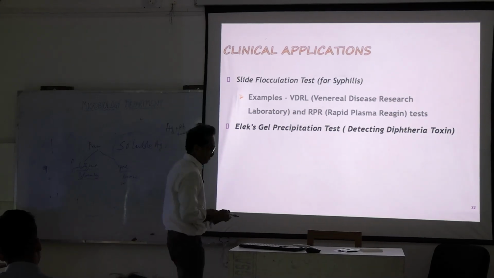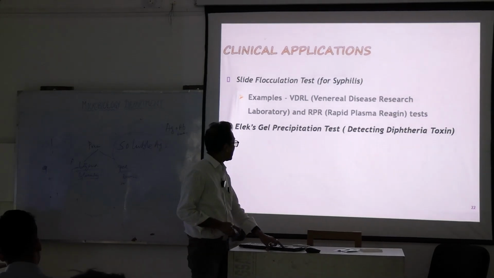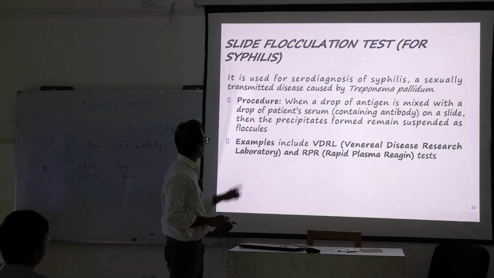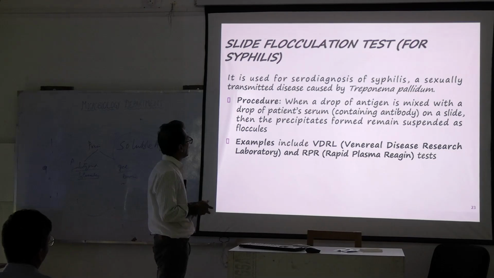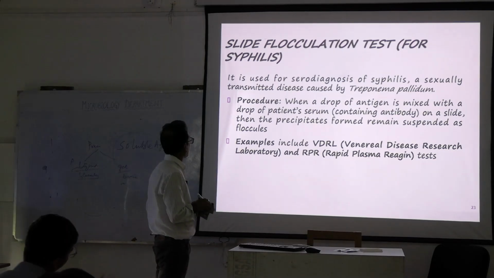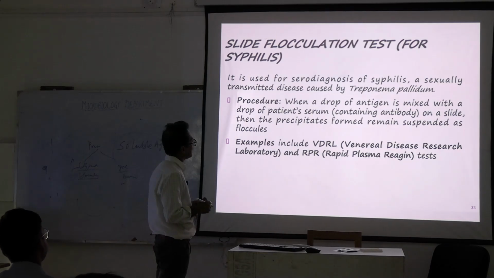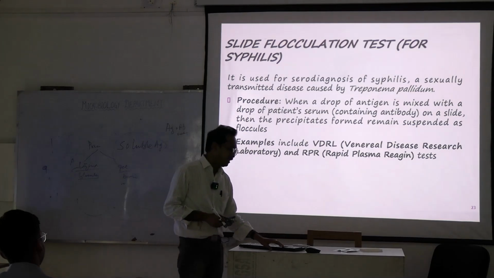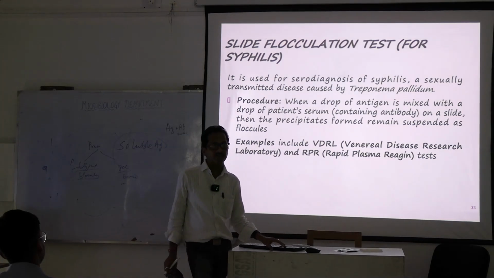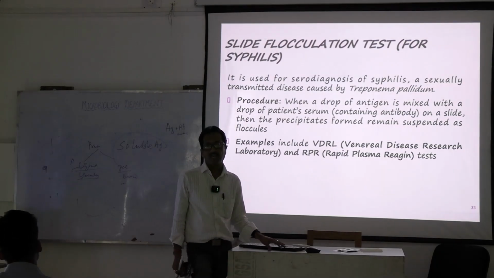VDRL and RPR, you have all heard the names. They are slide flocculation tests. A drop of antigen is mixed with a drop of patient serum on a slide and the precipitates remain suspended as floccules. You have already had the theory class of syphilis. What is the main difference between VDRL and RPR? Why do we prefer RPR nowadays?